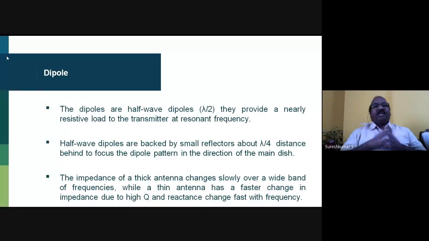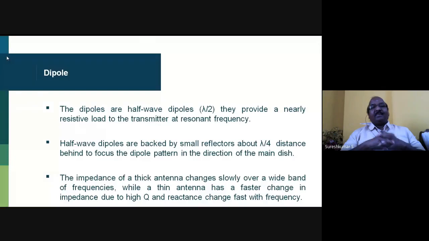A dipole is a resonant antenna, which means that the length of the dipole element we normally keep around lambda by 2, where lambda is the wavelength of the frequency of your interest. Since it is resonant, it will tune to more resistive and less reactive part at that resonant frequency. And we see the return loss in the network analyzer tuning well at those resonant frequencies. But we will be worried about having a bandwidth to it. Normally a dipole tunes sharply at a frequency, but we want a wide coverage.